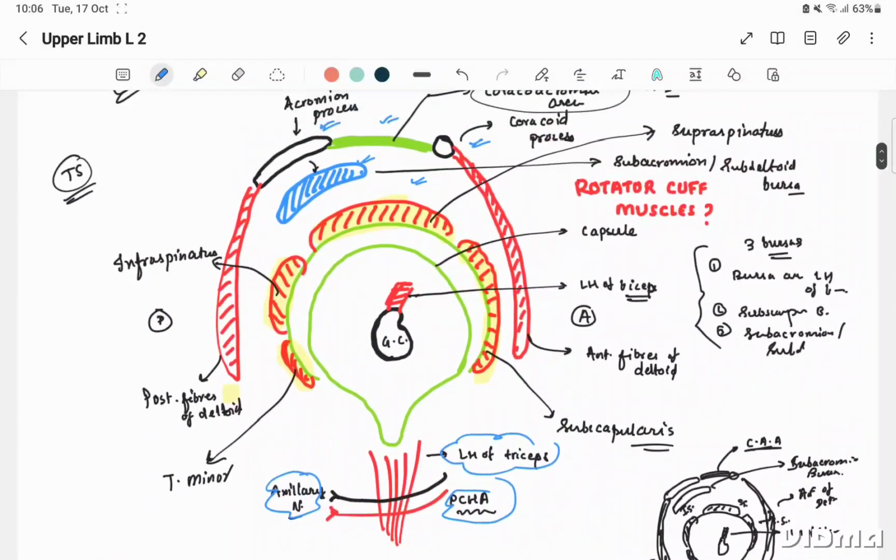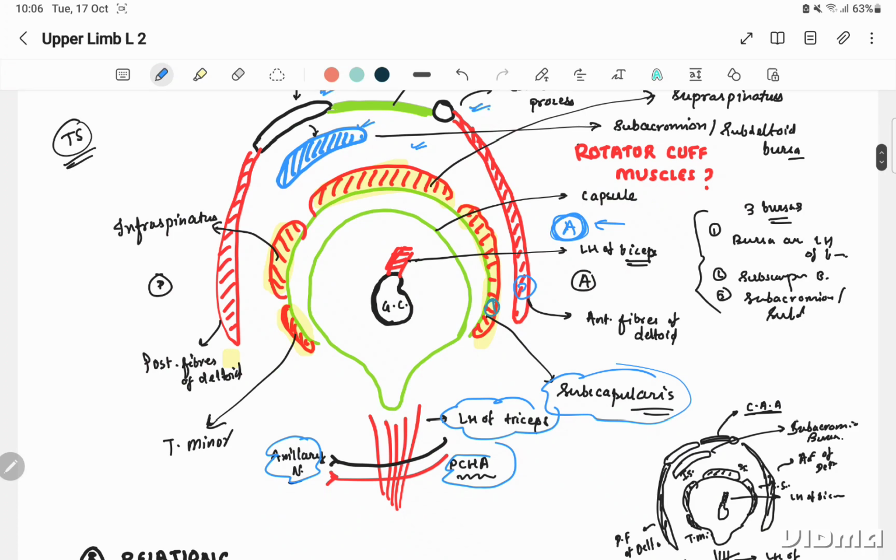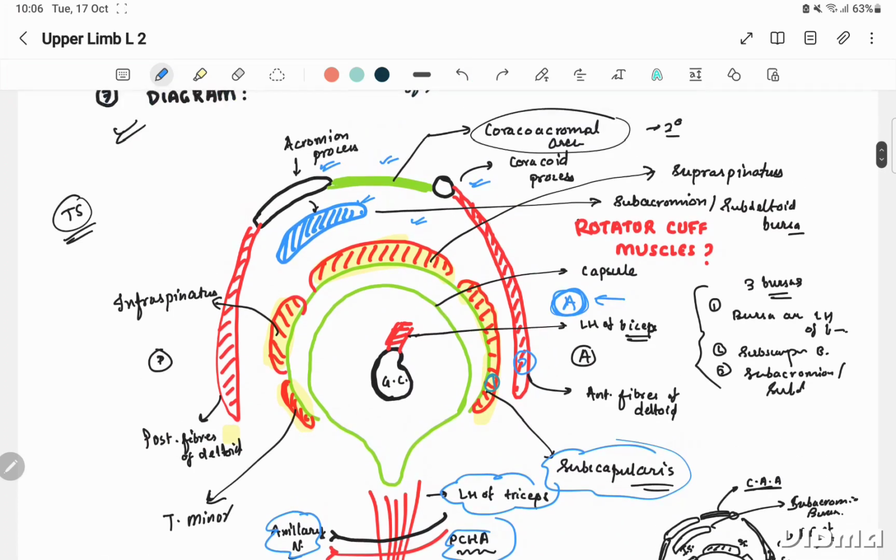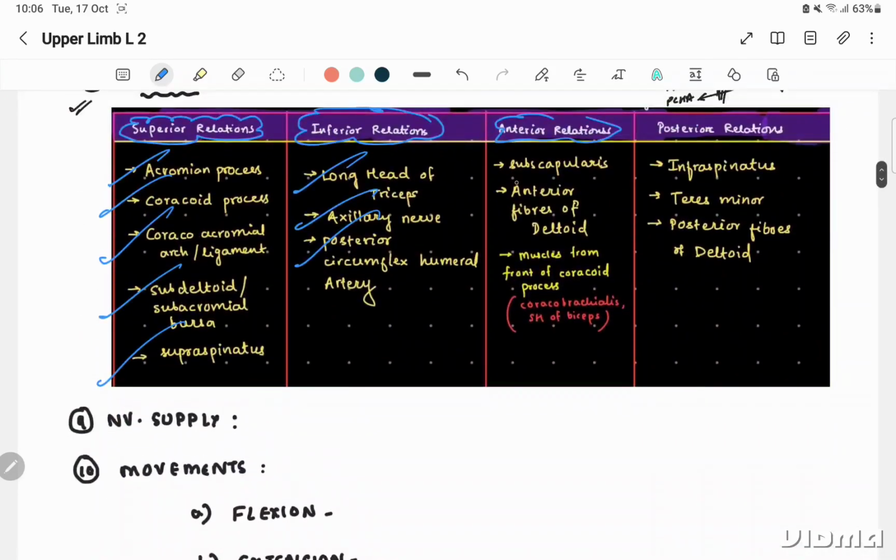Okay. This one, the anterior side. This is the anterior side. So let's say the anterior relation is the subscapularis, this one, the anterior fibers of deltoid, and the muscles from the coracoid process. We have two muscles from the coracoid process. One is the coracobrachialis, and the other is the short head of biceps. So these two muscles you can write in the anterior relations, along with subscapularis and anterior fibers of deltoid.